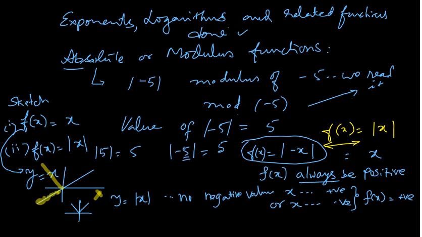You have the y is equal to x graph, and then cut off the negative part and flip it over to above the x-axis. Then you get the graph of y is equal to mod x.